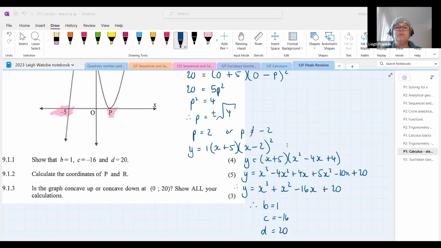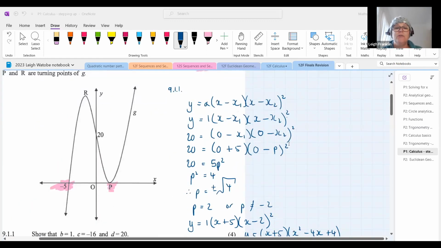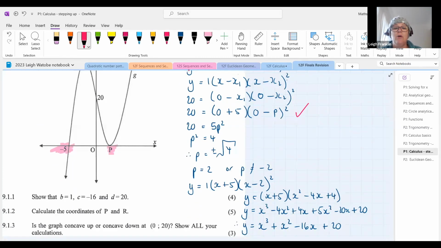Cool. So that was out of 4. So we would have to get a mark for subbing in. We would have to get a mark on p being equal to 2, subbing it back in here and then multiplying everything out. We're not going to get a mark on our answer because all of that information was given to us.